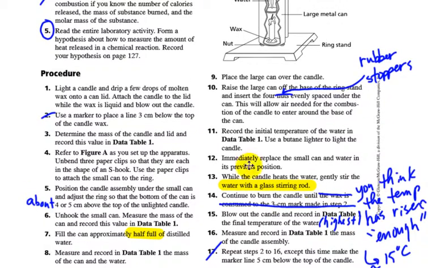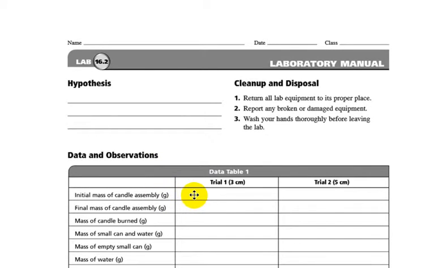And then procedure. Light a candle and drip a few drips of molten wax onto the lid. So here I just have a can lid. If the candle is not stuck to it already, we'll do that and just stick it on by melting some wax and sticking the candle on. Don't worry about number 2. Number 3, determine the mass of the candle and the lid. Record this on the data table. So I need the initial mass of the candle assembly.